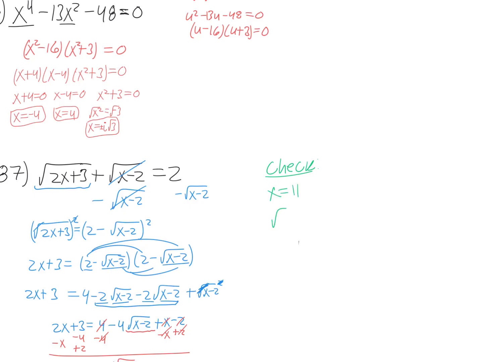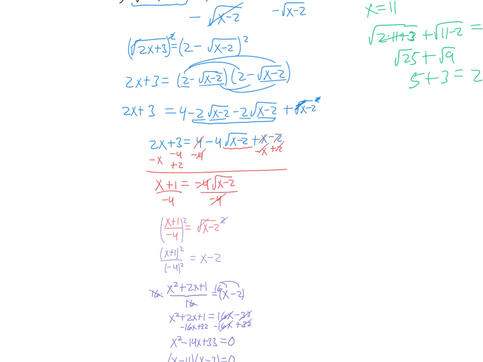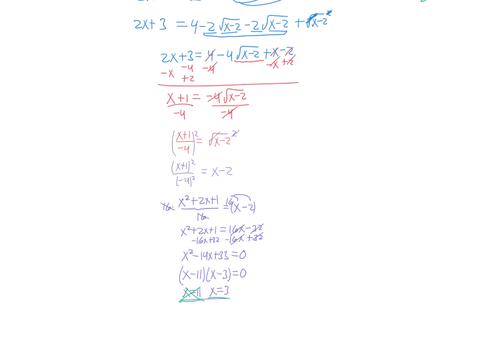When I do x equals 11, I get the square root of 2 times 11 plus 3, plus the square root of 11 minus 2 equals 2. 2 times 11 is 22, and 22 plus 3 is 25. So I get the square root of 25 plus the square root of 11 minus 2, which is 9. The square root of 25 is 5, plus the square root of 9 is 3. So I get 5 plus 3 equals 2, which is not true, right? I get 8 equals 2. So then I know for sure that 11 is not a valid solution.